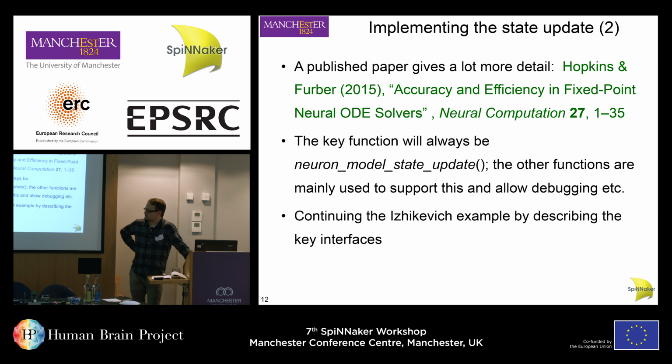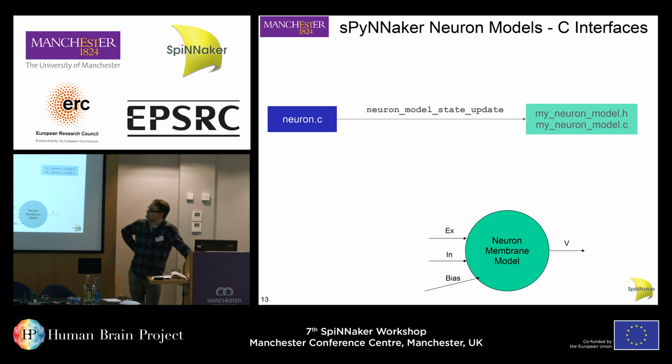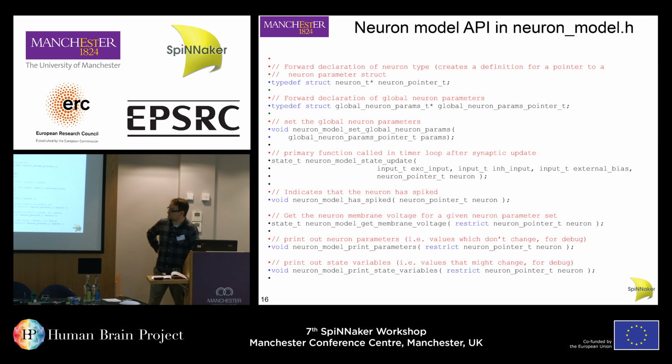I'm going to continue the Izhikevich example in a bit by describing the key interfaces. This is just the same thing again, but in pictures, because I like pictures. Your neuron model takes in inputs, and the state update function basically gives you a value for V. The threshold will pass back whether the neuron model has spiked. That's a function that you need to define as well. And then you can get the membrane voltage from that model. These are, again, just those functions in the code itself in neuronmodel.h. These are the functions that for each model you will need to be able to define.